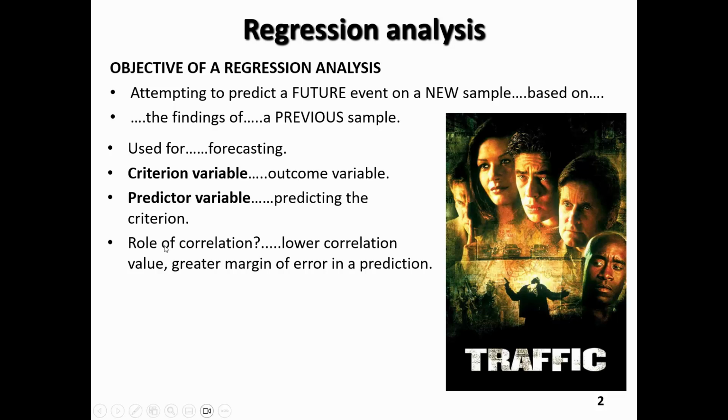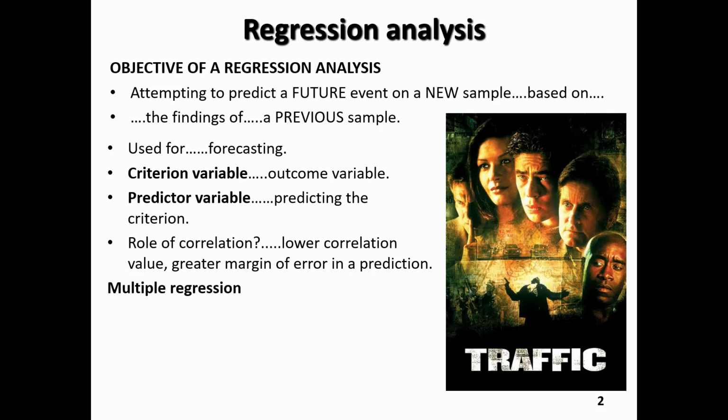In terms of the role of correlation, typically, when two sets of data demonstrate a lower correlation value, that's our typical Pearson r value, in a regression analysis that translates to a greater margin of error in a prediction, or a greater variability around that predicted variable.